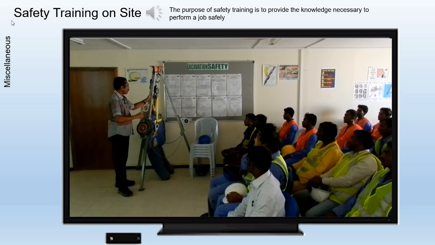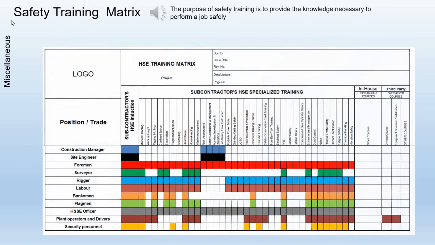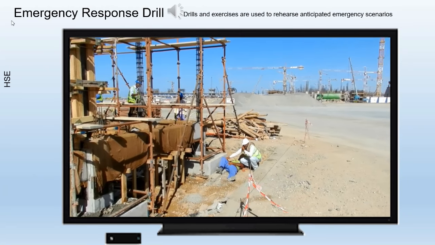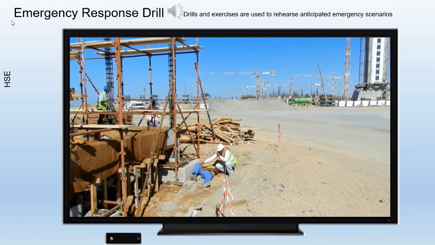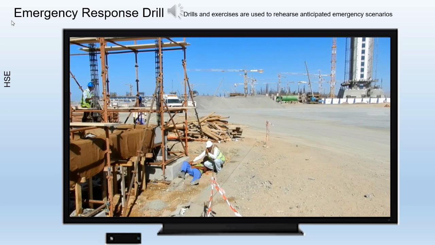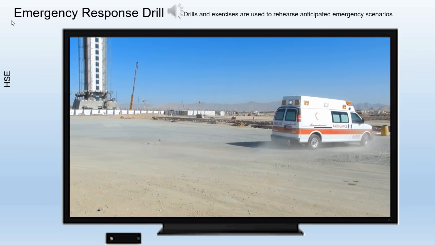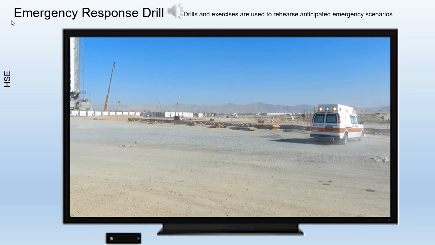Safety training. The purpose of safety training is to provide the knowledge necessary to perform a job safely. Safety training matrix. Emergency response drill.